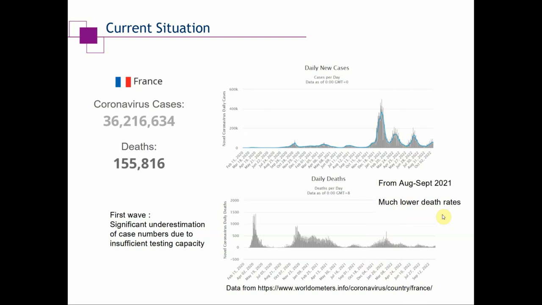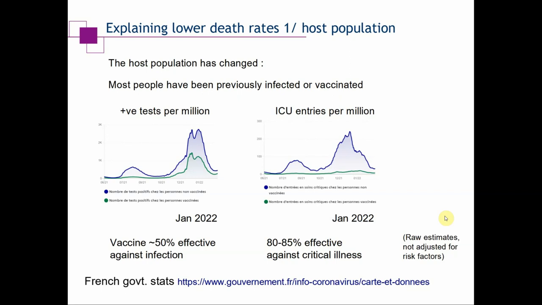So what has changed? Two things have changed here. One of them is the population has changed. At the beginning, this was a new virus for everybody. But by 2022, either everyone had been vaccinated or had already been infected. So the virus was infecting a population that already had some kind of protection.